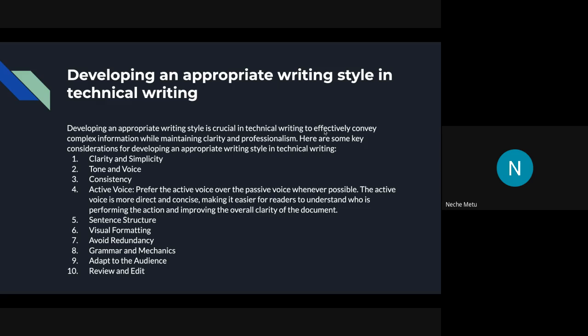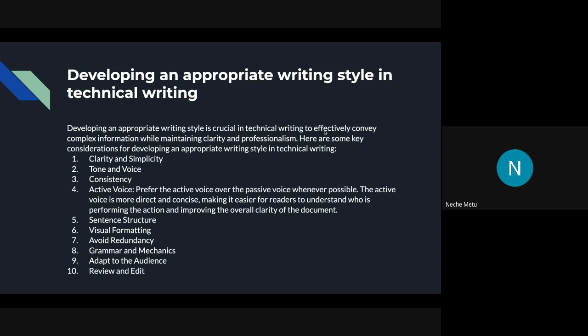So for your revision and editing, you have to review your writing objectively and critically. You must edit your work to improve clarity, coherence, and organization. Consider seeking feedback, like I said initially, from your peers or subject matter experts to ensure your writing style effectively communicates the intended message.